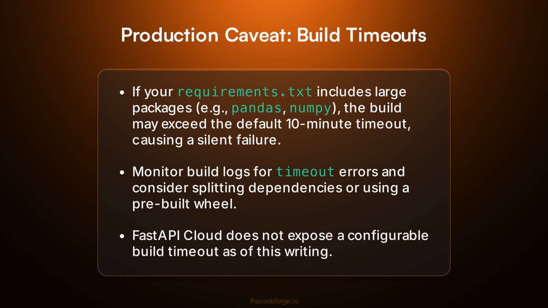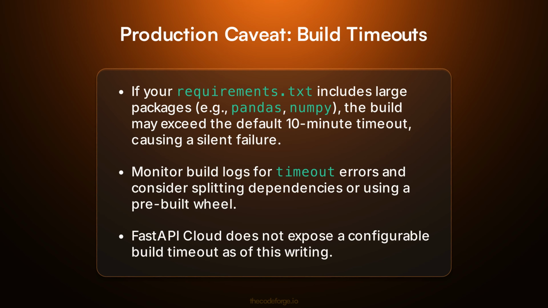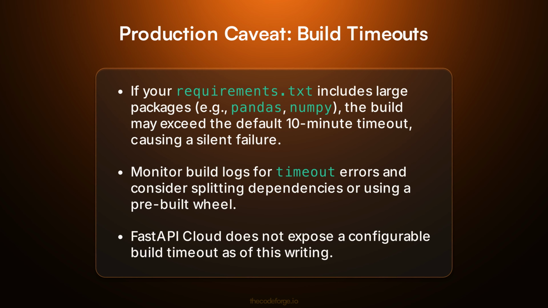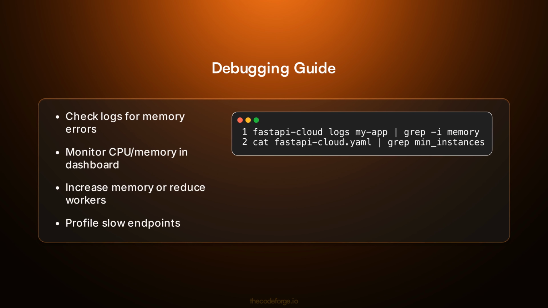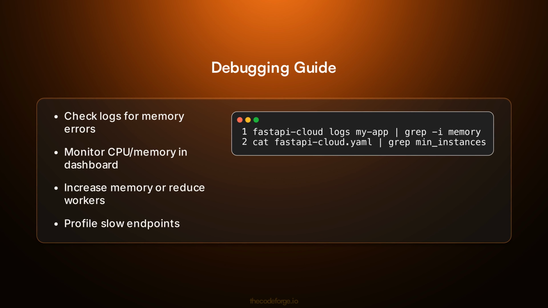If your requirements.txt includes large packages, e.g., pandas, numpy, the build may exceed the default 10-minute timeout, causing a silent failure. Monitor build logs for timeout errors and consider splitting dependencies or using a pre-built wheel. FastAPI Cloud does not expose a configurable build timeout as of this writing. Use these commands to debug. Check logs for memory-related errors. Monitor the dashboard for CPU and memory spikes. Increase memory in config or optimize code.